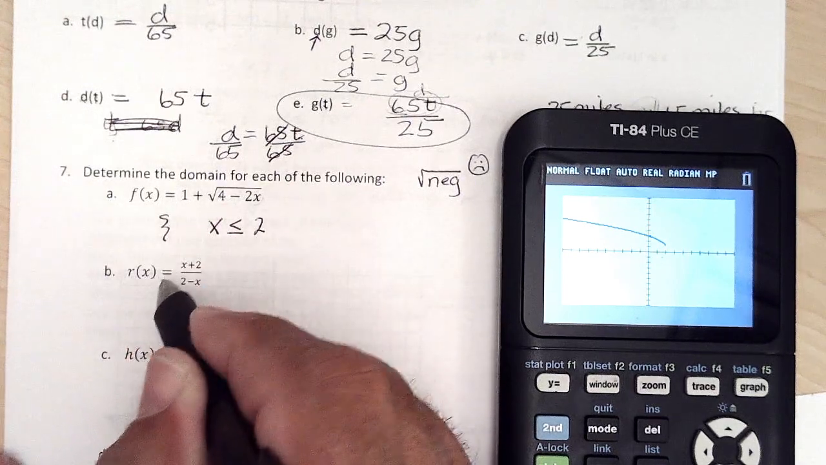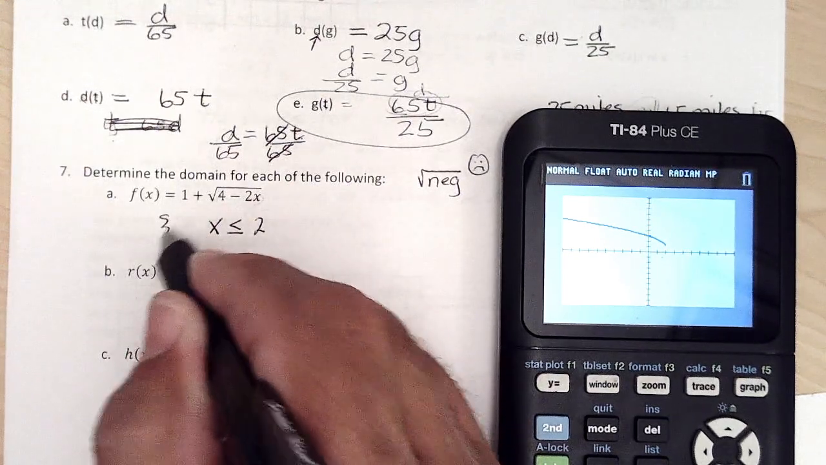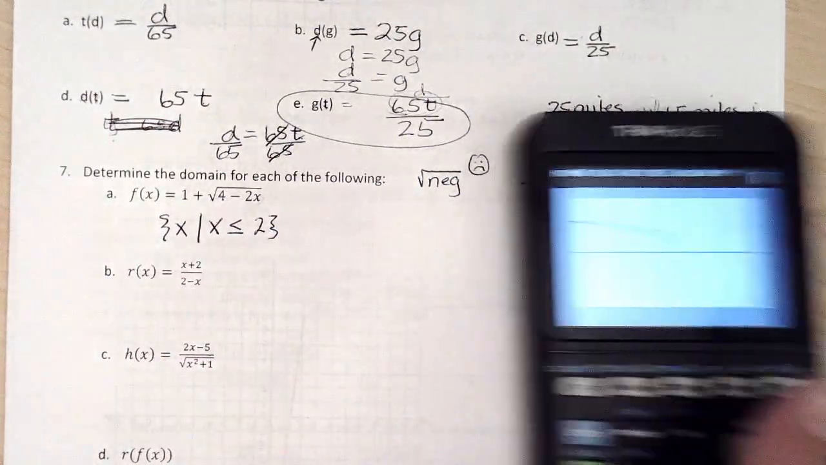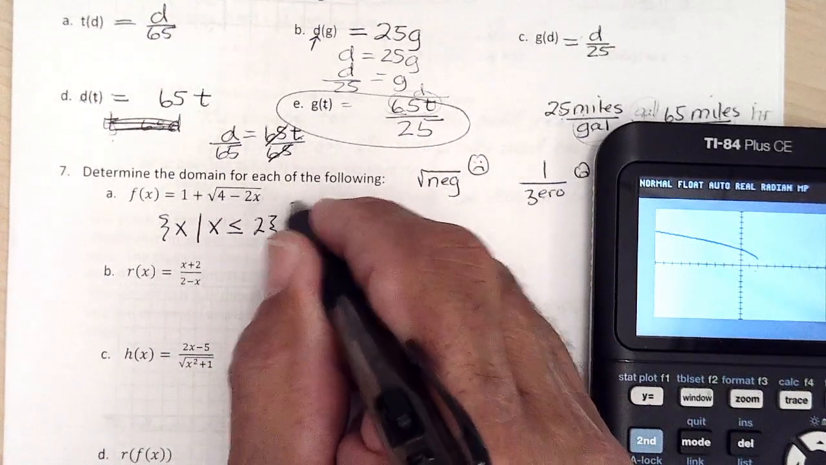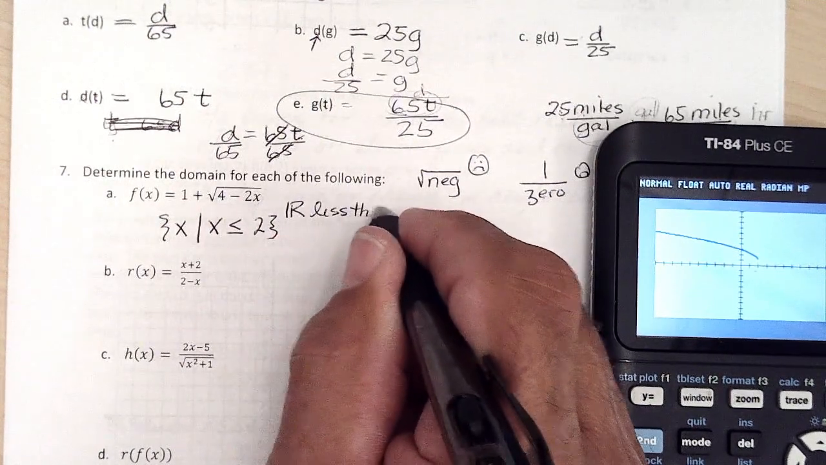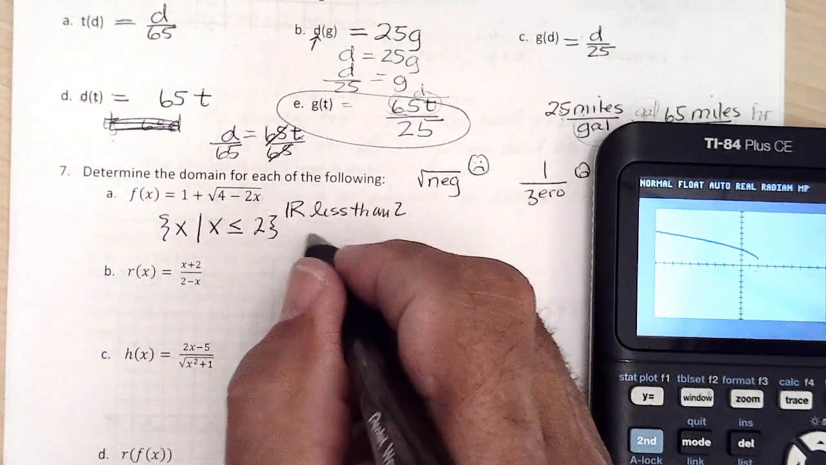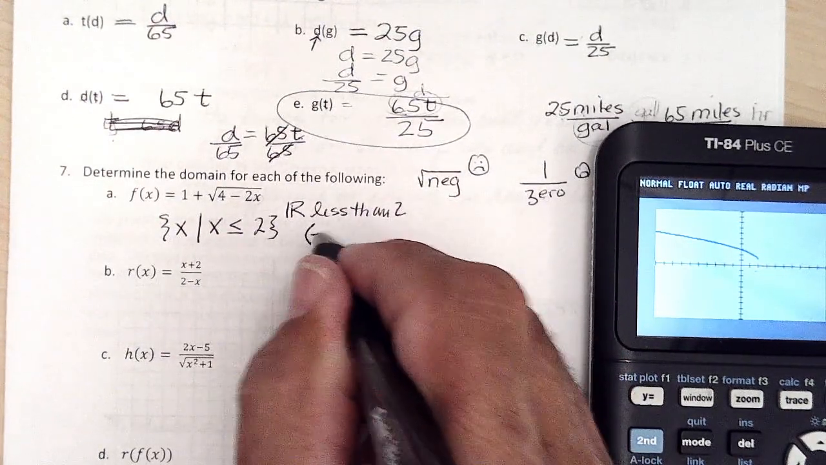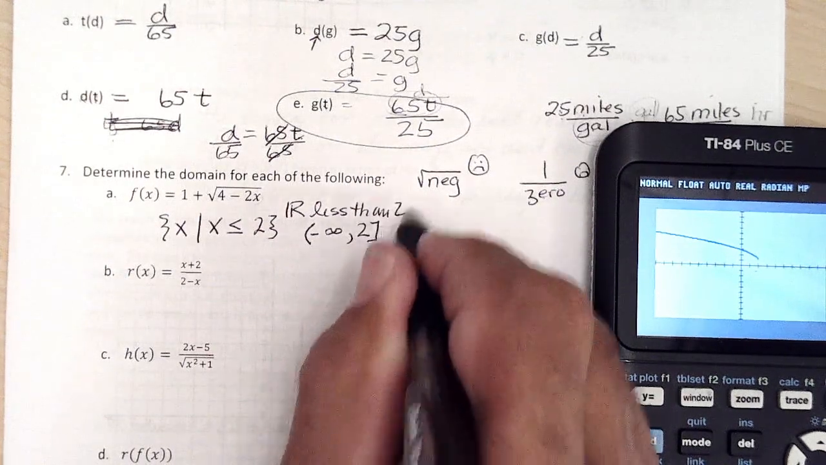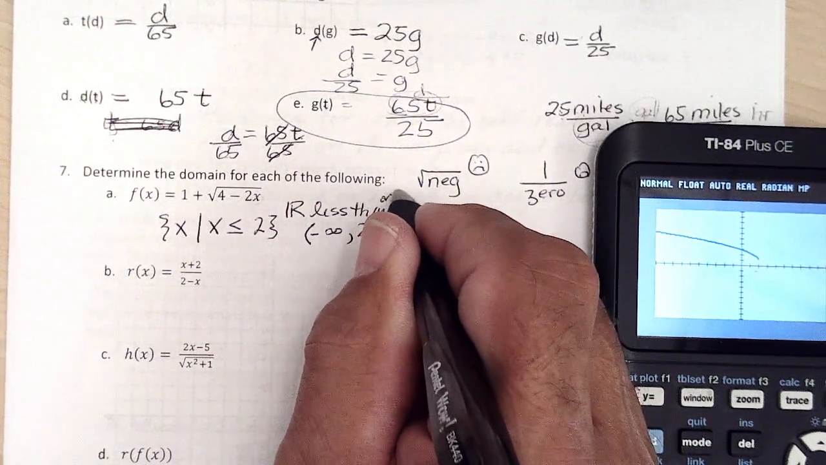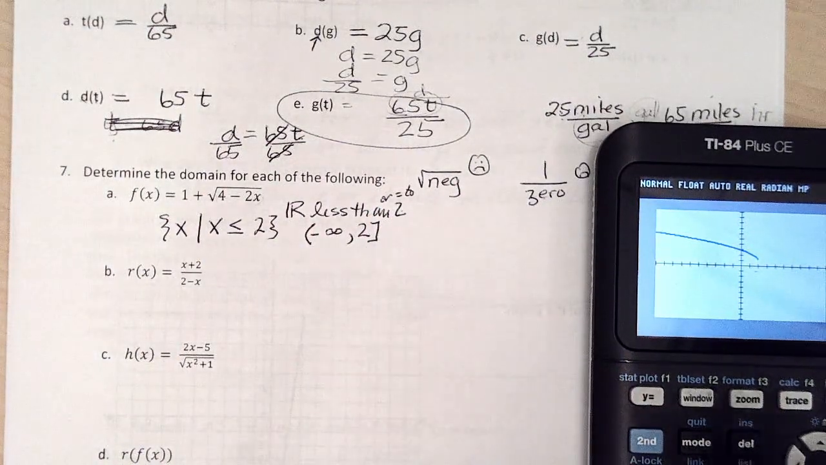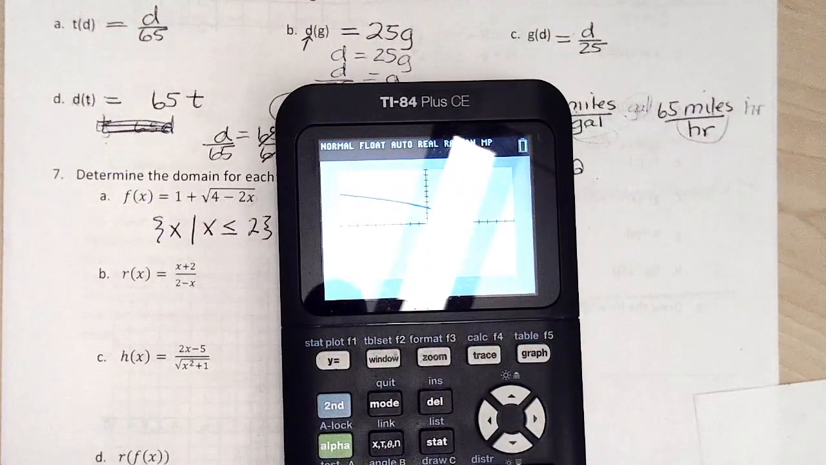So in set builder notation, the set whose elements are numbers such that the numbers are less than 2, or reals less than 2. Or in interval notation, negative infinity up to 2, including 2. Less than or equal to 2. Forgot the equal.